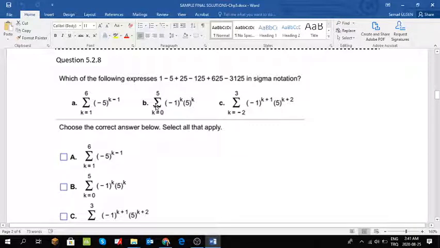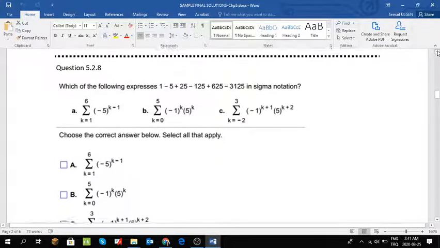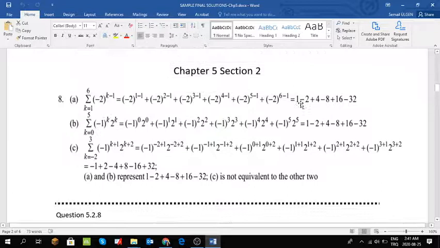But maybe B is also right. Let's check. We checked the first three, and let's check the fourth one. For k is equal to 3, this is negative 125. That's right. K is equal to 4, this is 1, 5 to the 4 is 625. That's right. K is equal to 5, this is negative 1, and this is 3125. That's right. So A and B are the answers to this question. Yeah, we have another example here, but I'm going to skip that.